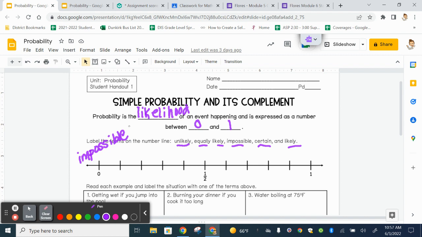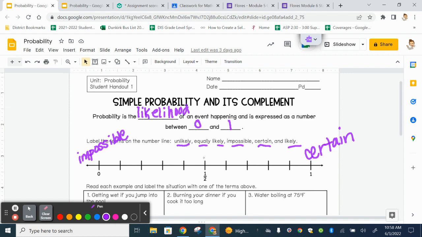As we move away from the 0 and start moving our way to the 1, that means there's more of a chance of it happening until we get all the way to a 1, and that is 100% for sure it is going to happen. So that is certain. So your 0 is impossible, never going to happen. Your 1 is for sure it's going to happen.